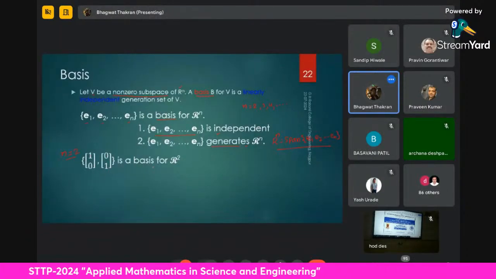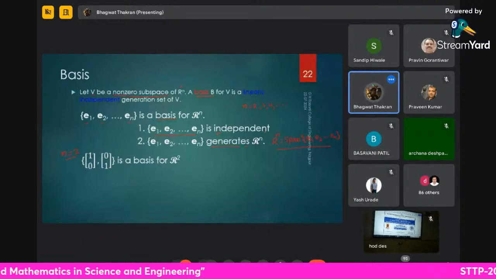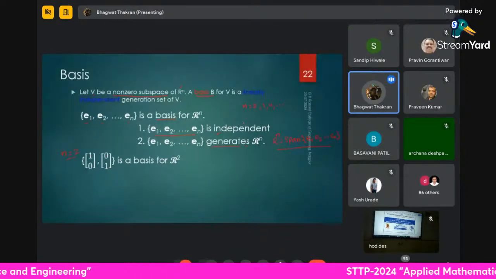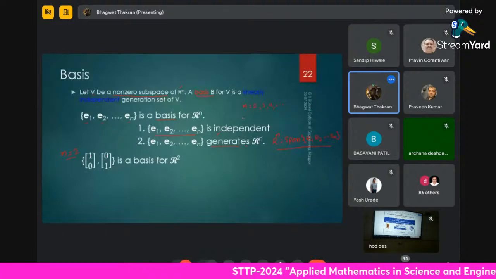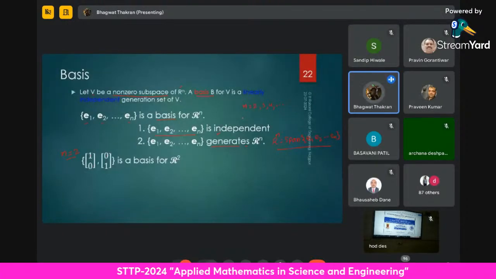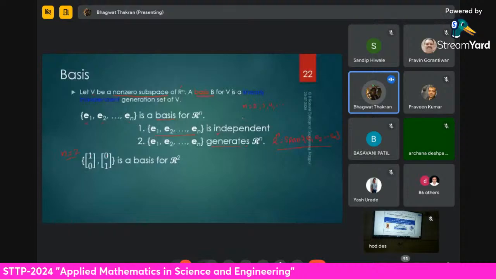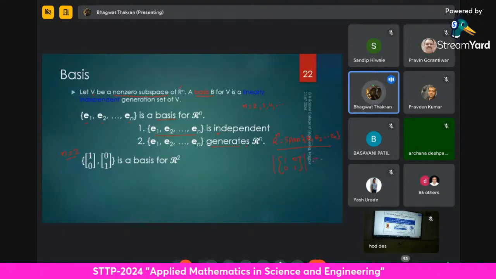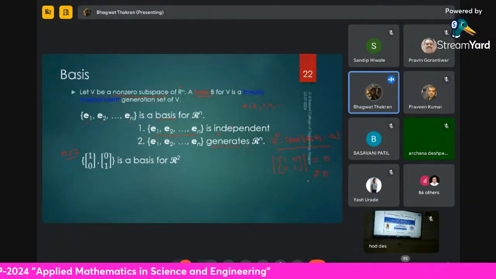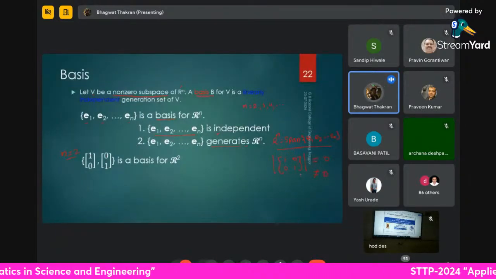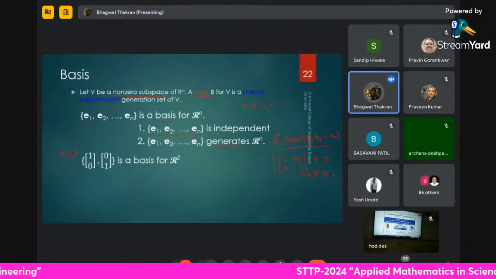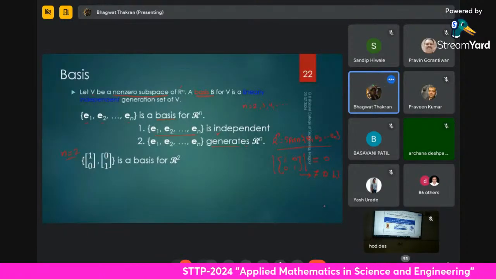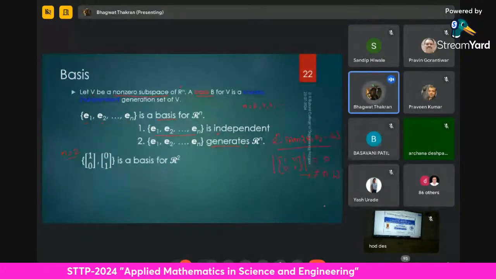Now, basis means it should be linearly independent. How will we check whether it is linearly independent or dependent? We don't go after solving the system of equations and forming the linear combination. Whatever vectors are given, just form the matrix, (1, 0), (0, 1), and check whether its determinant is zero or non-zero. The moment the determinant is non-zero, it directly follows that it is linearly independent.